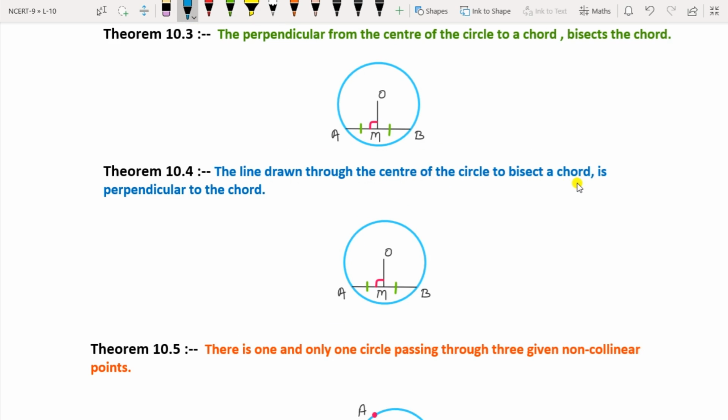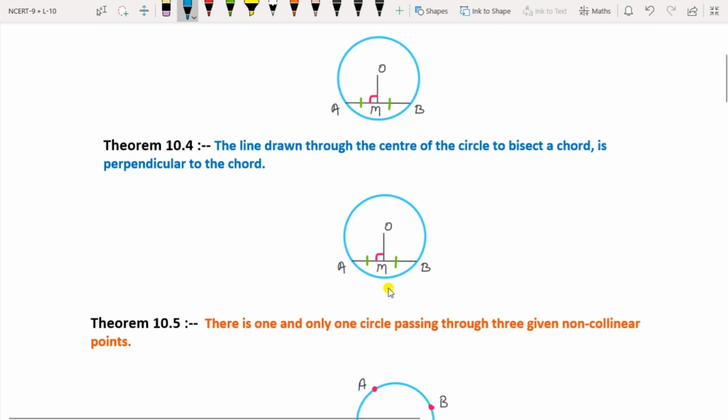The converse of that theorem is theorem 10.4, that is, the line drawn through the center of the circle to bisect a chord is perpendicular to the chord. That is, if a line is drawn from the center of the circle and it is bisecting the chord, then that line will be perpendicular to the chord, right? So this is theorem 10.4.